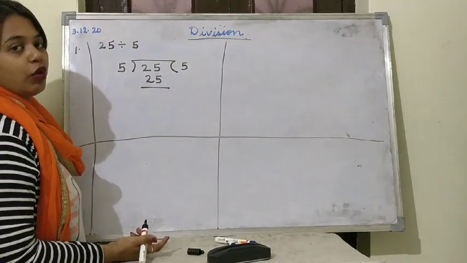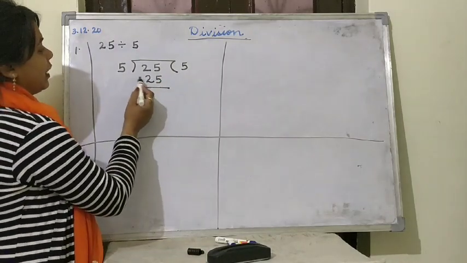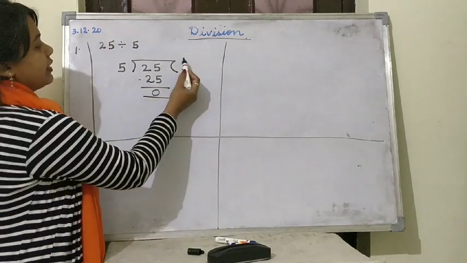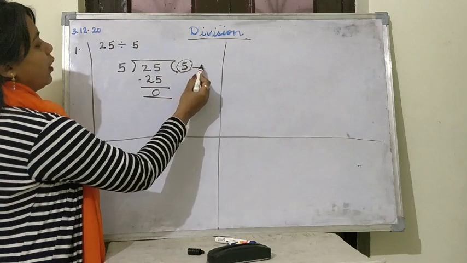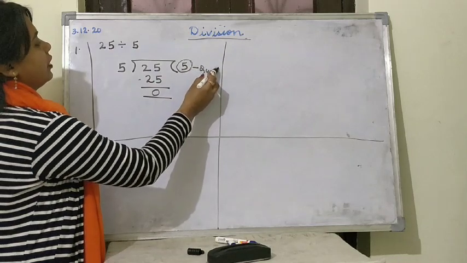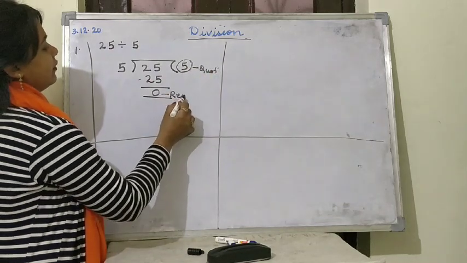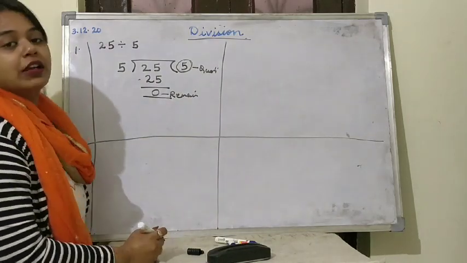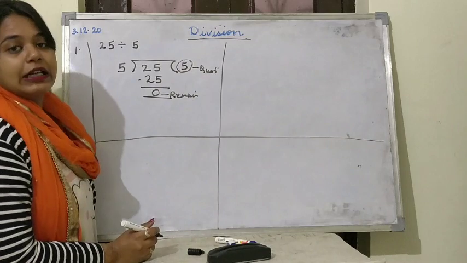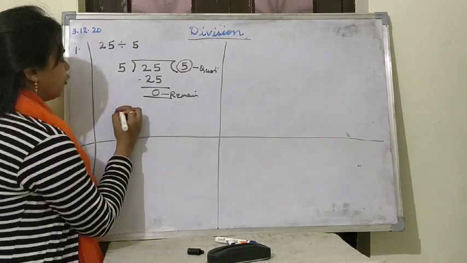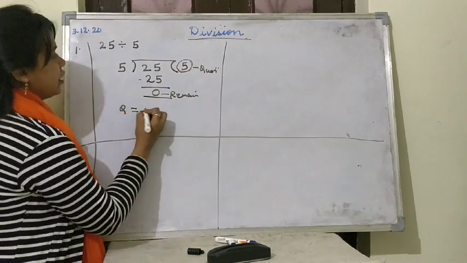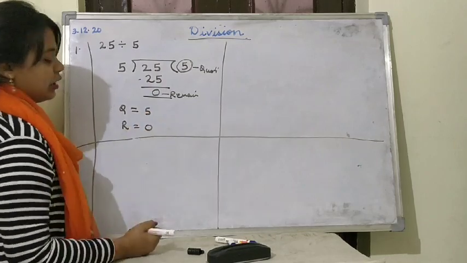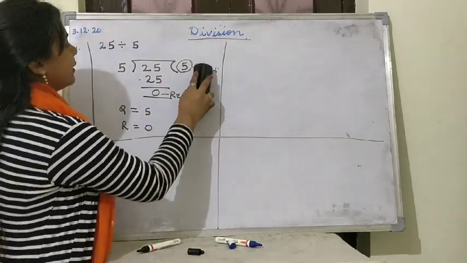Correct? Now what do we have to do? We have to subtract: 25 minus 25 is 0. Right? So what is this? This is your quotient and this is remainder. Right, boys? This is quotient and this is remainder. Now you have to write the answer below. Q is equal to 5 and R is equal to 0. And now your answer will be complete.